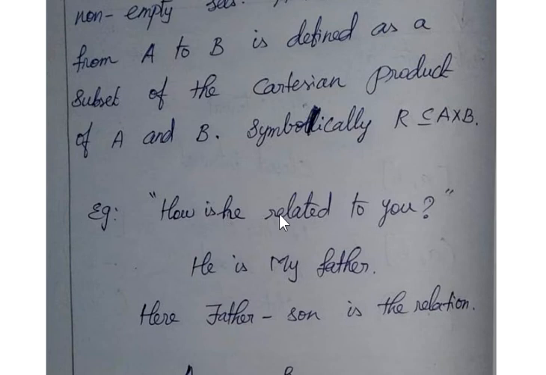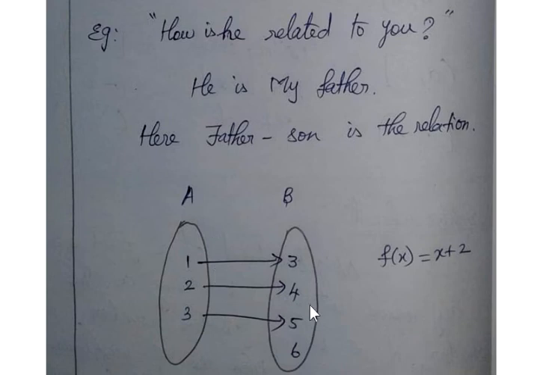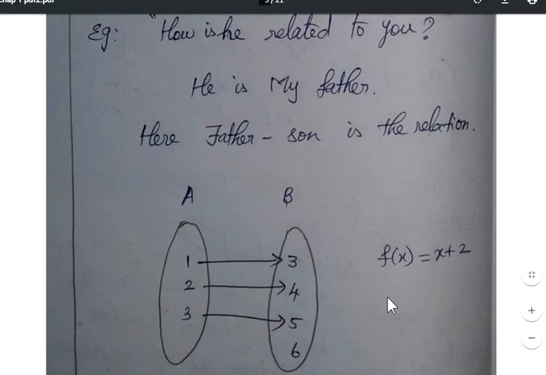Normally, we say the relation is how is he related to you? He is my father. Father, son is the relation. So here the relation is f of x is equal to x plus 2. This is one of the representations of relation. So when we take the value of x as 1, the answer is 3. So x plus 2 is the relation.